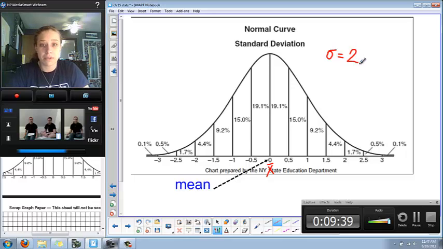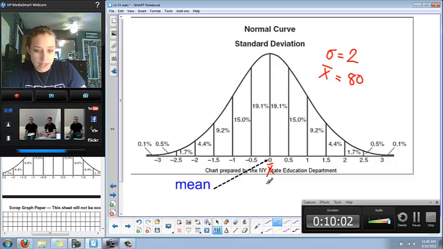Let's just say, I mean, typically standard deviation has a lot of decimal points coming off of it. Let's just say that it's a 2. And let's also say that his average test grade for the whole quarter was probably like an 80, okay? So let me show you how we can label this standard deviation or this normal curve. The X bar right here in the middle, that's his average. So I would label this right here as an 80, because that would be his average score.